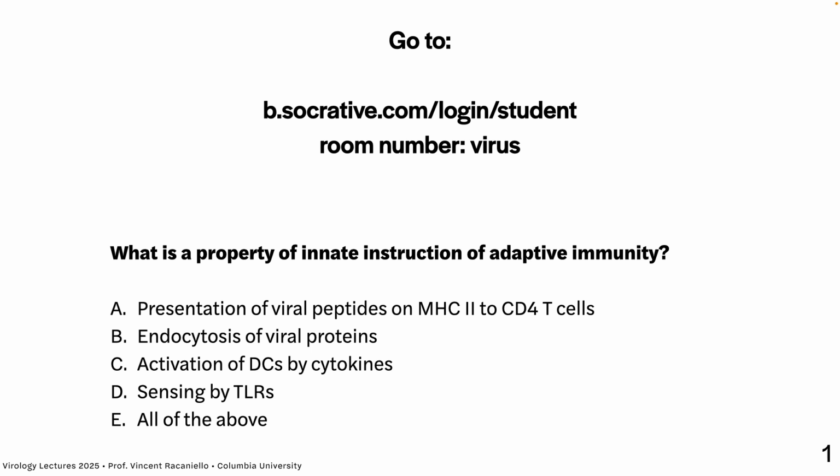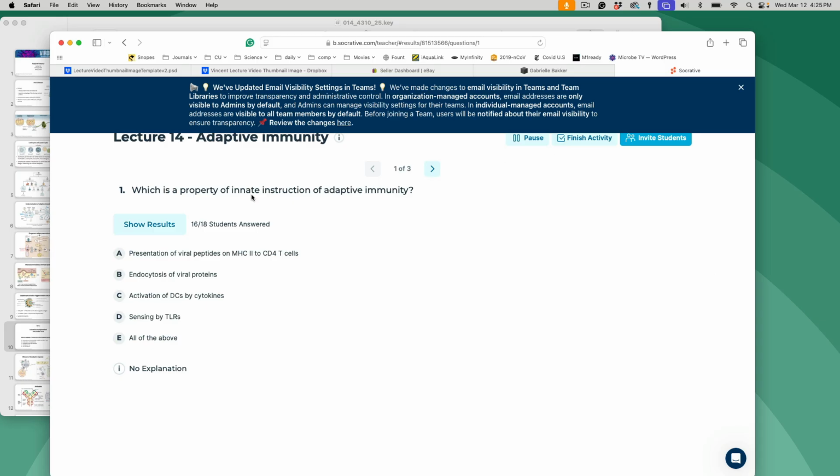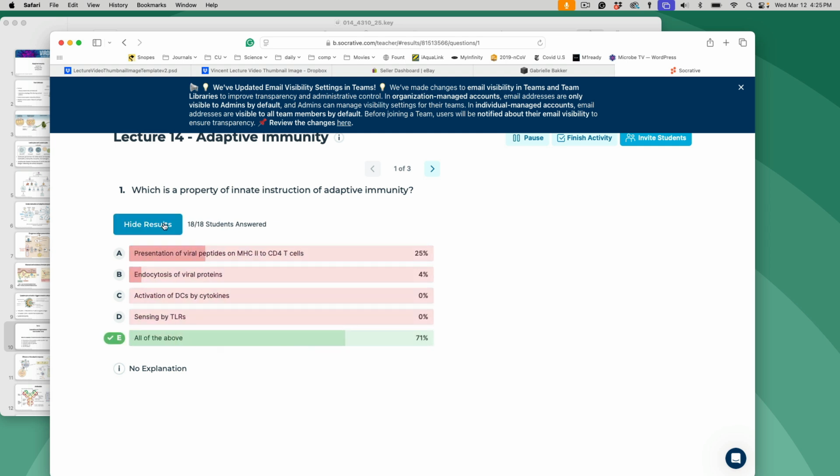Presentation of viral peptides on MHC2 to T cells, endocytosis of viral proteins, activation of dendritic cells by cytokines, sensing by toll-like receptors, all of the above. All right, let's have a look at how we did. So the answer is all of the above.